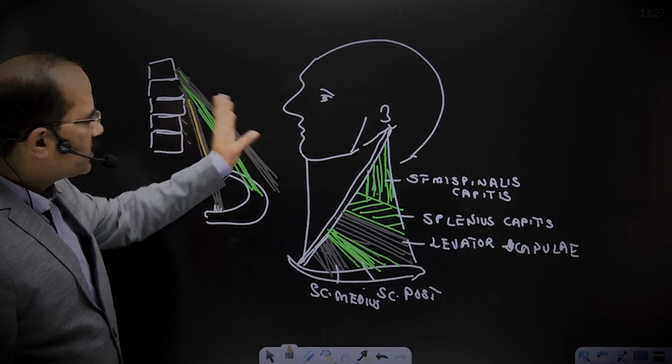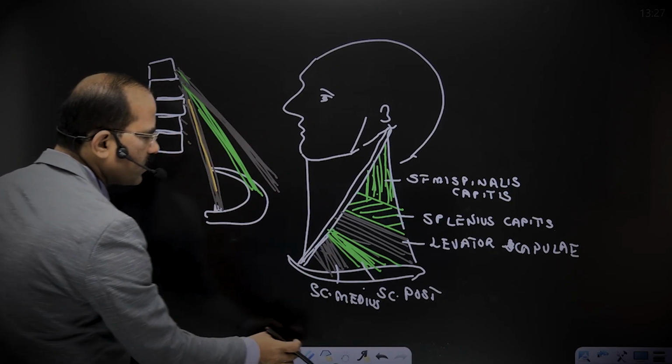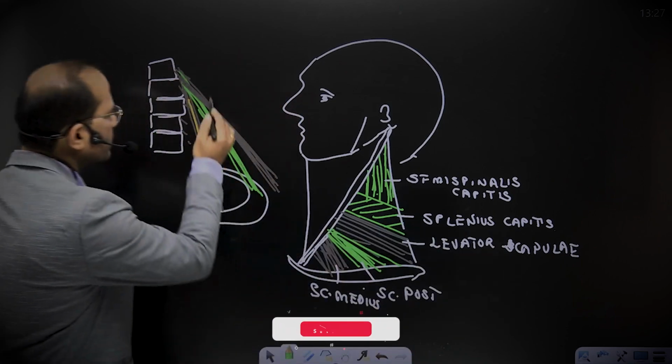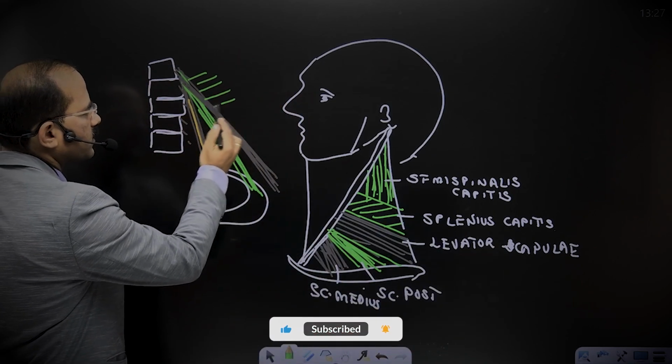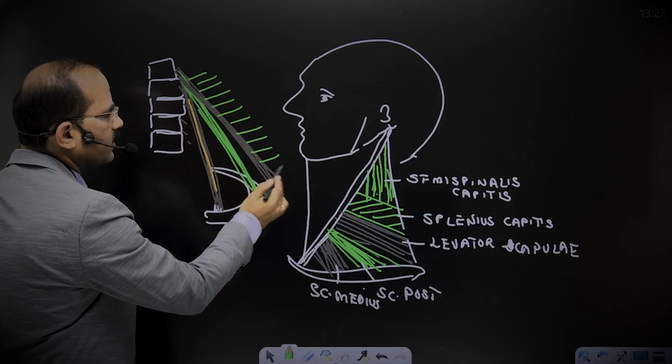So, scalenus anterior, medius, posterior. Now, go up in sequence. What is this muscle? The next muscle in sequence, I've just drawn like this for you. What is this? Levator scapulae. Clear? That's the levator scapulae.